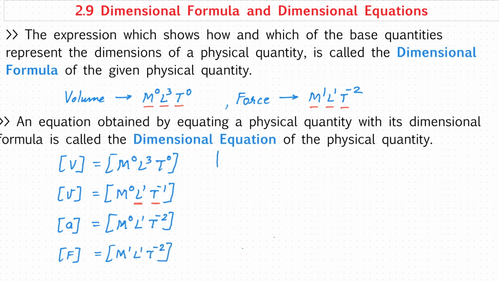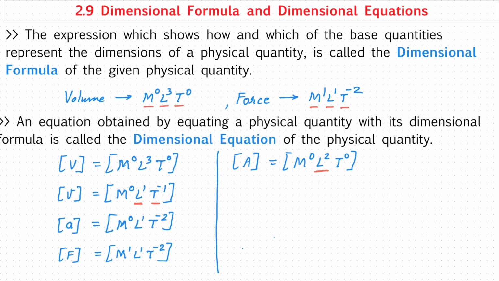We can discuss some more examples as well. The dimensional equation of area can be written as [A] = [M0 L2 T0], because area is length into breadth, and breadth is also one sort of length, so it becomes L2, and mass and time have no dimension in area, that's why M0 and T0.